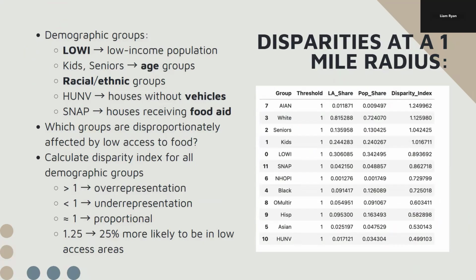For example, if a group makes up 10% of the total population, but represents 20% of the population with low access to food, the disparity index would be 2, meaning they are disproportionately affected and 2 times more likely to be in a low access food area.